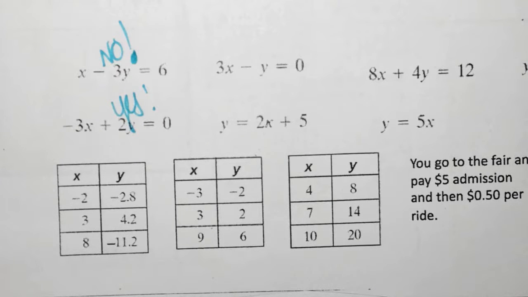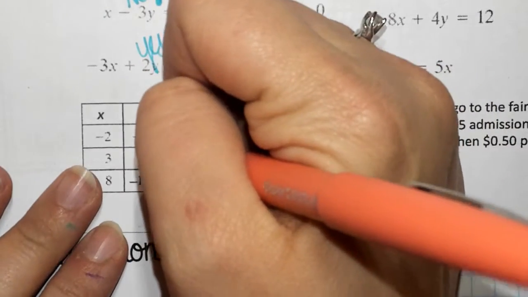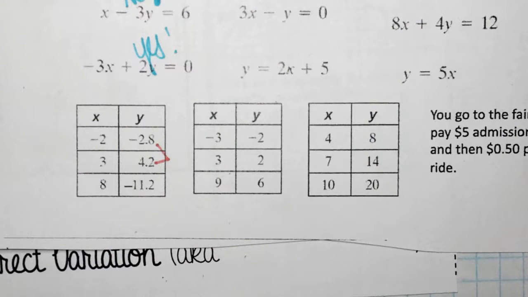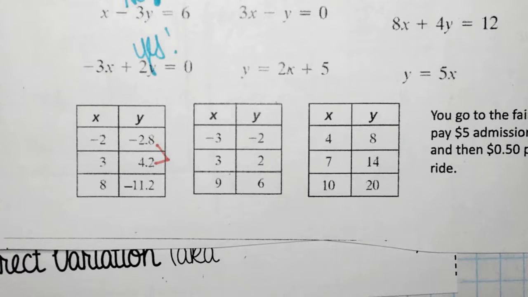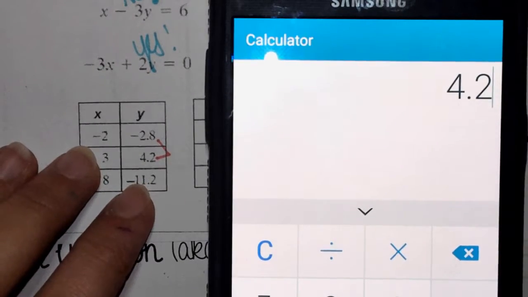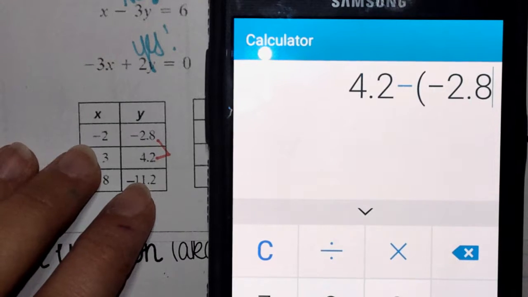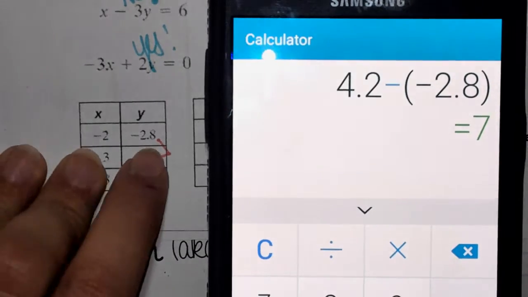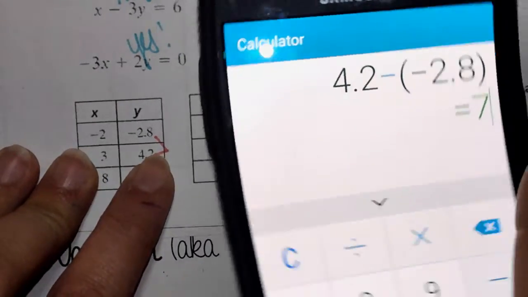Alright, and now we're going to do our table together. Now, on your foldable, what did it say you have to do to be able to find the direct variation using a table? Subtract, then divide. Awesome. So we're going to do 4.2 minus negative 2.8. I'm going to show you on the calculator just in case. I'm typing 4.2, minus a negative 2.8, and hitting equals. So what is my change here? 7. Fantastic.